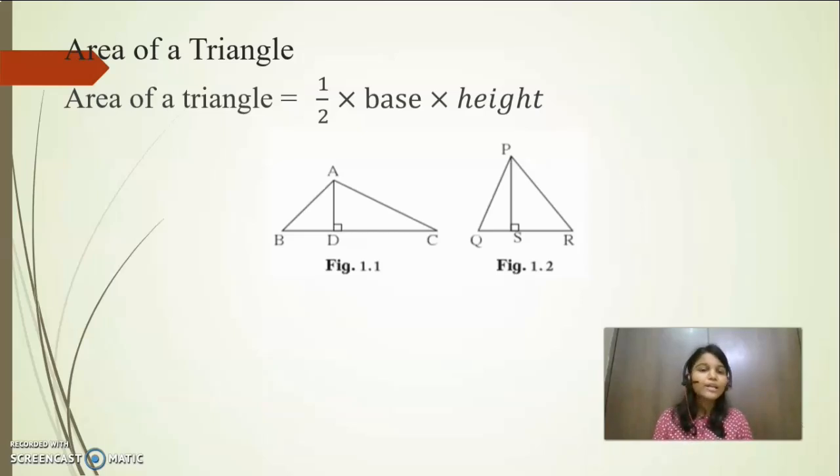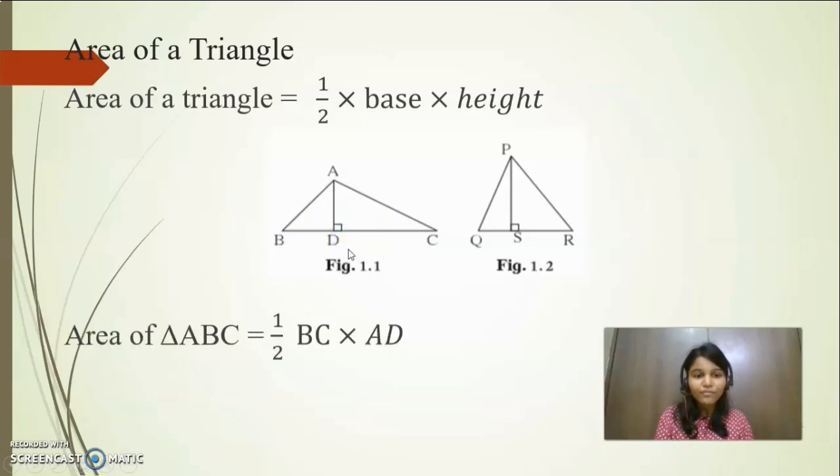Right now, we will only concentrate on the first triangle, that is triangle ABC. Now, if you look at triangle ABC, can you all tell me what is the base of this triangle ABC? Yes, correct. BC is the base of triangle ABC and AD is the height. So what will be the area of triangle ABC? Half into base, which is BC, into height, which is AD.